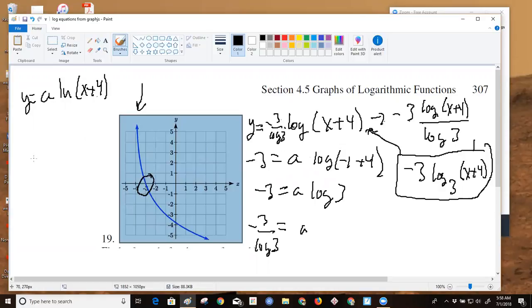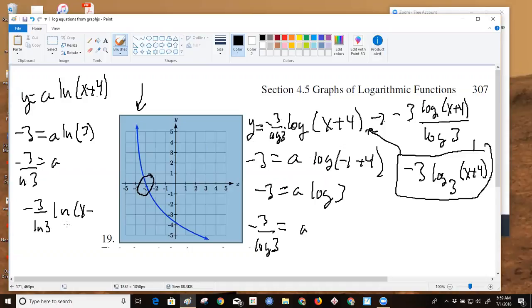If you use that same point, negative 1, negative 3, then y equals a times the natural log of, let's see, negative 1 plus 4 is 3. So that would give me a equals negative 3 over ln 3. And of course, if I try to clean up negative 3 over ln 3 times the natural log of x plus 4, I can't use that change of base.